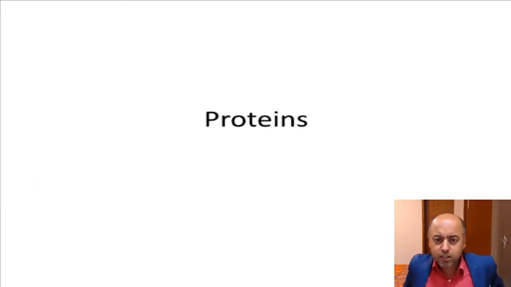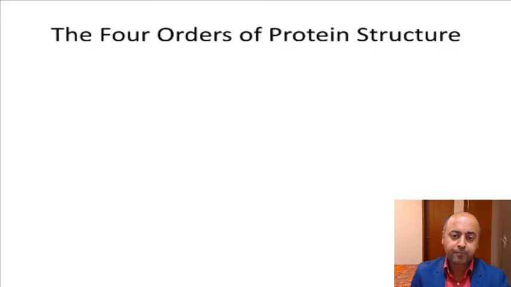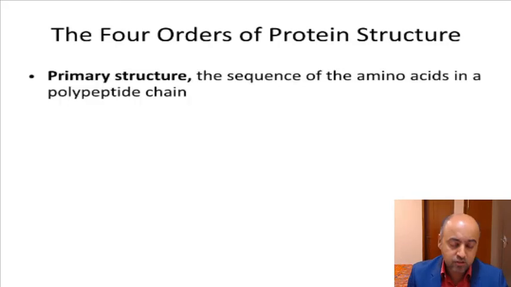So let us now start with the discussion of the proteins. What you have to know when we are talking about proteins, so what part is getting asked in your exam. For proteins, you have to know the four orders of the protein structure, how the protein structure is organized. Primary, secondary, tertiary, quaternary, that is the way the protein structure is there.